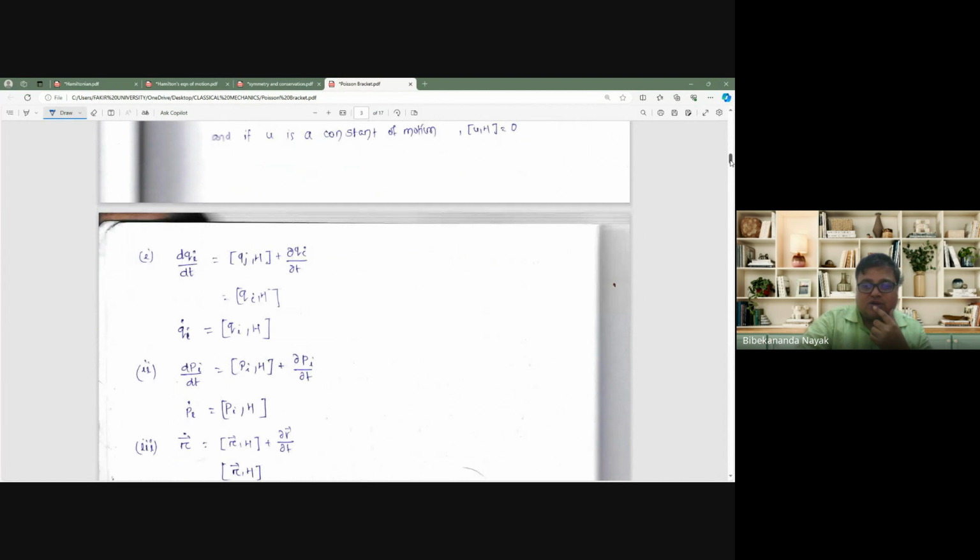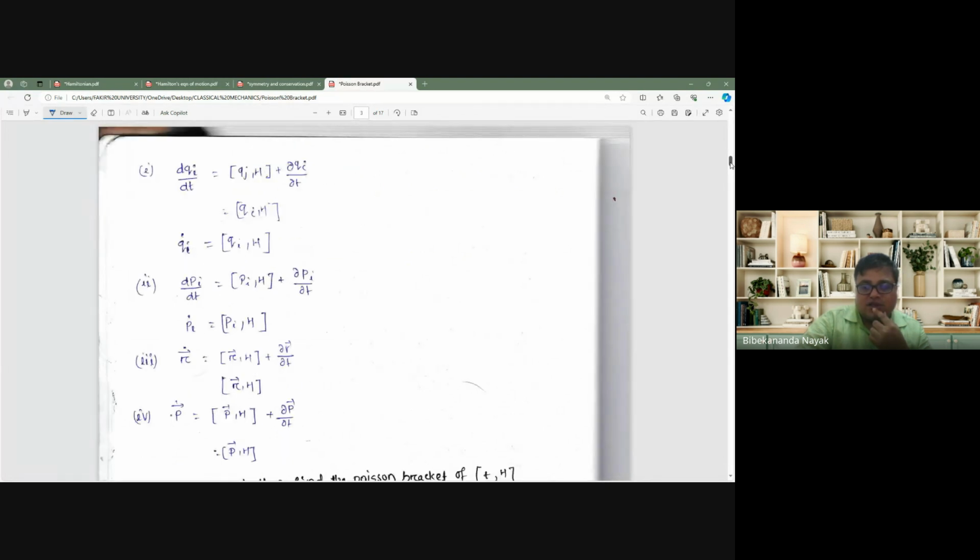Now qi dot is the Poisson bracket of qi, H, pi dot is the Poisson bracket of pi, H, and similarly for r. Since p and q are independent of t, del p/del t will be zero.